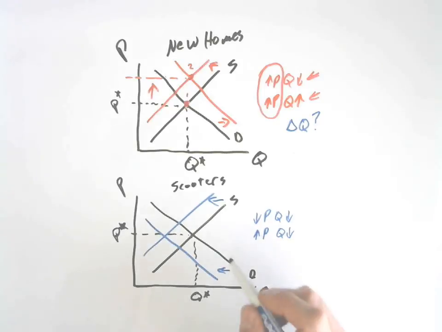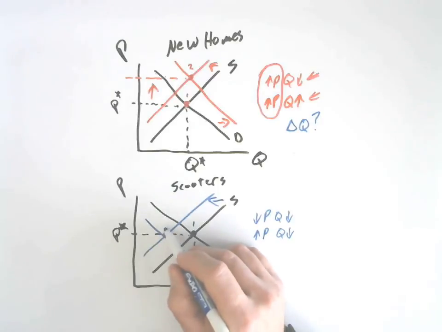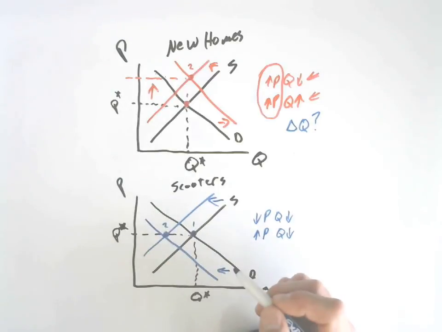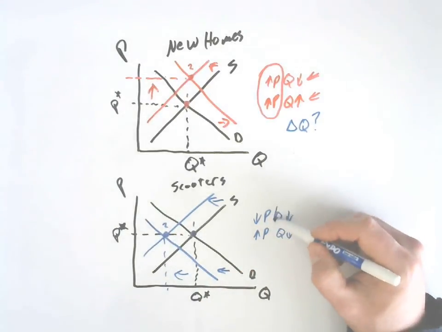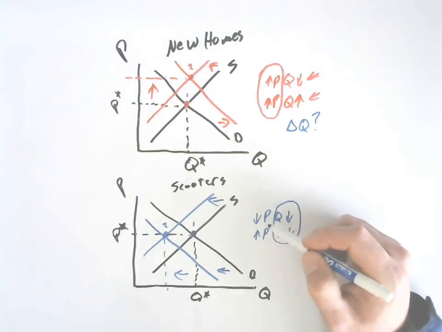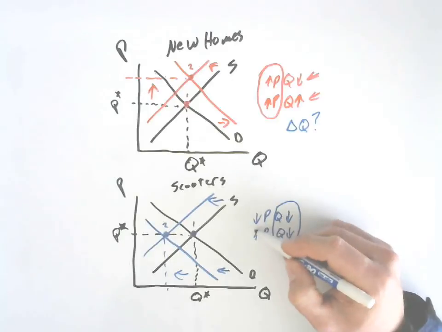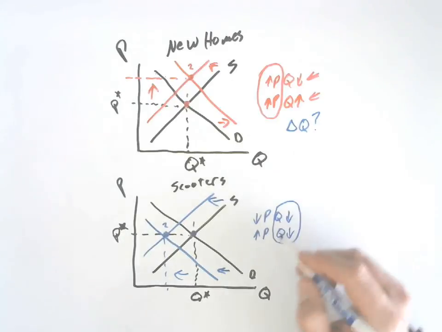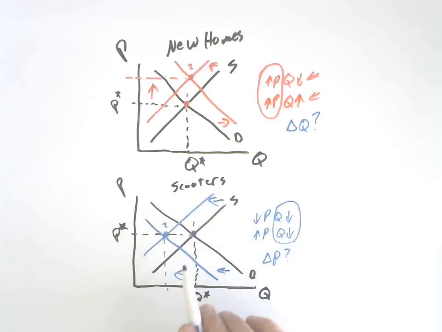So what would our final analysis for these two simultaneous shocks be? Well, we were at equilibrium 1. We moved to equilibrium 2. We know that the equilibrium quantity of scooters on the market will fall. That's obvious. But because one shock pushes prices down and the other shock pushes prices up, the change in the price level is ambiguous without further information.